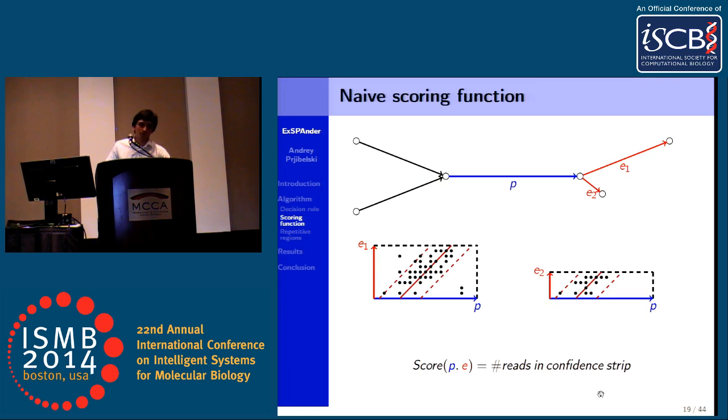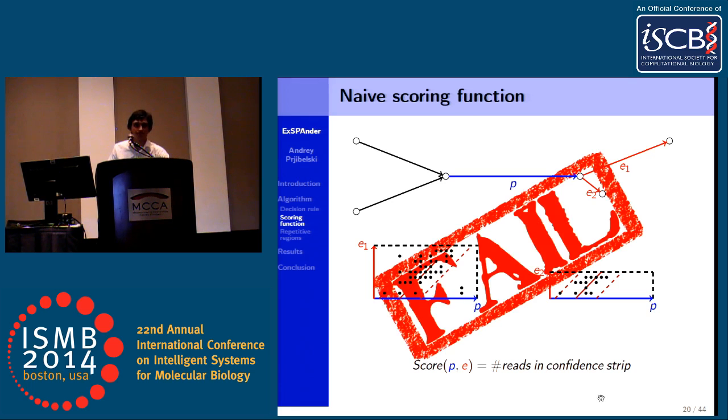Okay, one more simple example. We have a path P and two possible extensions. And the first and the most intuitive idea how to design a scoring function is just to use the number of read pairs within the confidence strip. But as you see, edges can have different lengths. So long edges would always win because they have more points in corresponding rectangles. So no, that doesn't work.